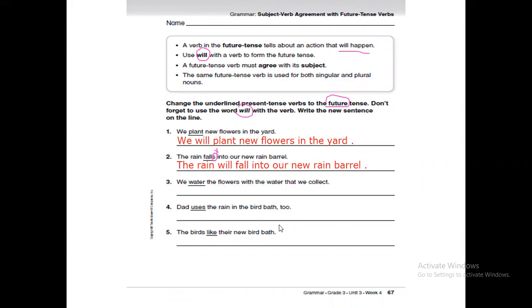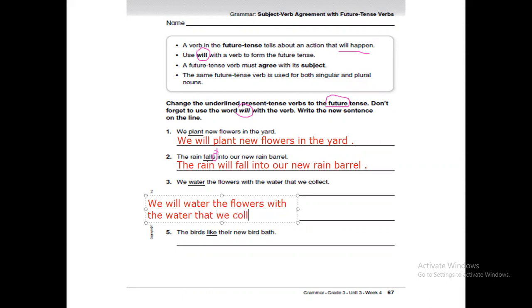Number 3, we water the flowers with the water that we collect. We water will be we will water. We will water the flowers with the water that we collect. Period at the end.